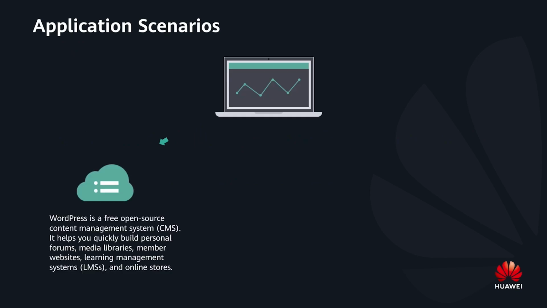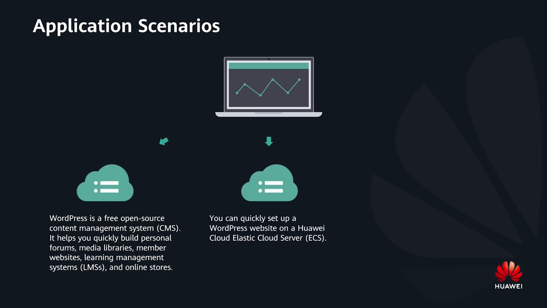Elastic Cloud Server Video. Setting up a WordPress website, Linux. WordPress is a free open-source content management system. It helps you quickly build personal forums, media libraries, member websites, learning management systems, and online stores. You can quickly set up a WordPress website on a Huawei Cloud ECS.